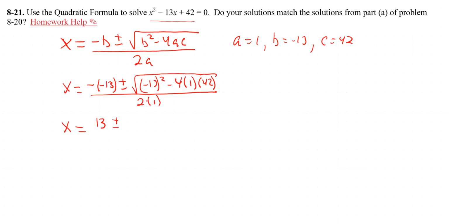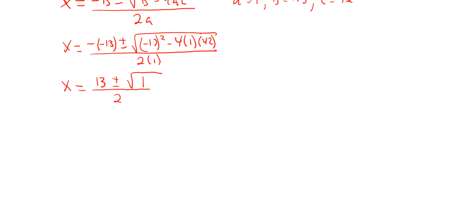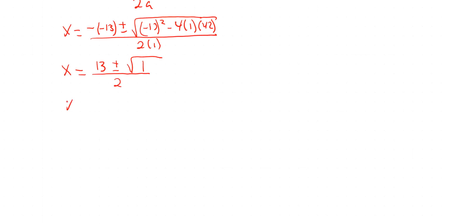condense everything. So under the radical, 13 squared minus 4 times 1 times 42 equals 1, so the square root of 1 all over 2. So this is pretty convenient. The square root of 1 is 1. So to figure out what x is, this is going to be 13 plus 1 divided by 2, and it's going to be 13 minus 1 divided by 2.